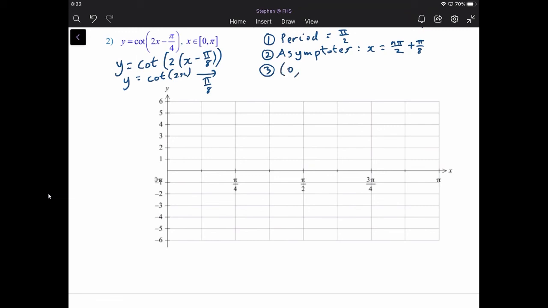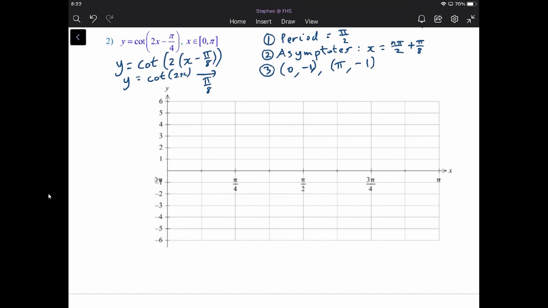So at 0, let's plug in 0. So cot of negative pi on 4, that's 1 over tan of negative pi on 4, which just happens to be -1. And finally, we have the other one, which is at pi. So pi is going to be our final endpoint. We plug in pi into cot of 2x minus pi on 4. You get 2 pi minus pi on 4, which is going to be 7 pi on 4. Tan of 7 pi on 4 is -1. So cot of 7 pi on 4 will also be -1.